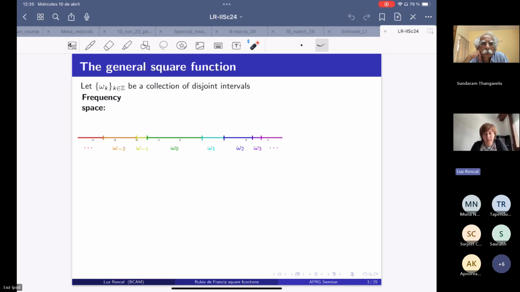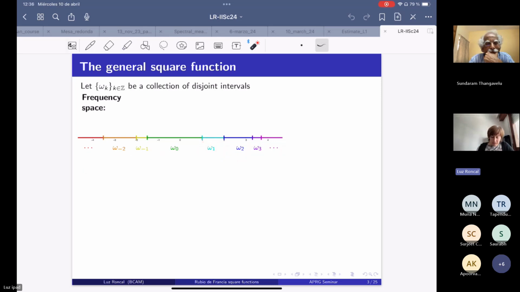So I will start with the most general situation. I will explain what a general square function is. We are going to consider a collection of disjoint intervals, and we will be thinking of the frequency space. We have a function in space, and then we take the Fourier transform, so we go to the Fourier side, which is called the frequency space. In this space, in R, in one dimension, I am going to put this collection of disjoint intervals. The only condition I will ask is that they are disjoint. So I will have omega naught, 1, 2, 3, and then the same for the left.